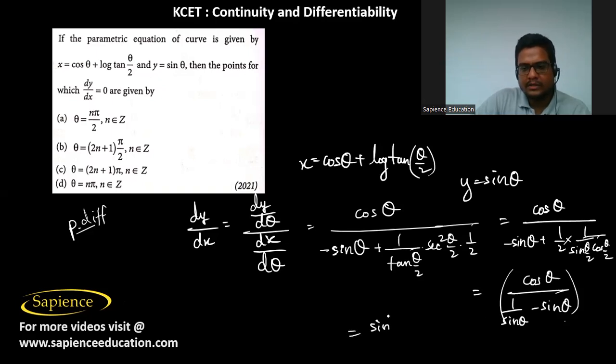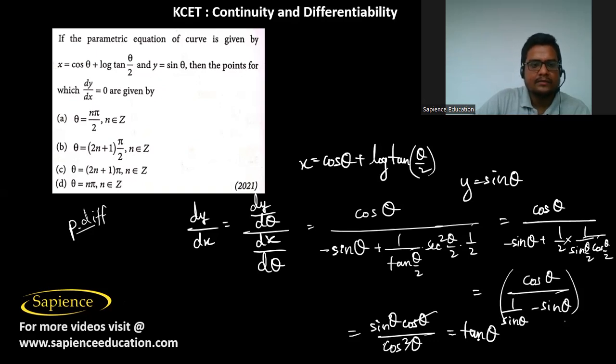So this will be equal to sin theta cos theta divided by 1 minus sin square theta. 1 minus sin square theta is equal to cos square theta. So this is equal to tan theta. dy by dx is tan theta. So tan theta should be equal to 0. So tan theta is equal to 0, so theta should be equal to n pi, where n belongs to Z. So option D is the correct answer.